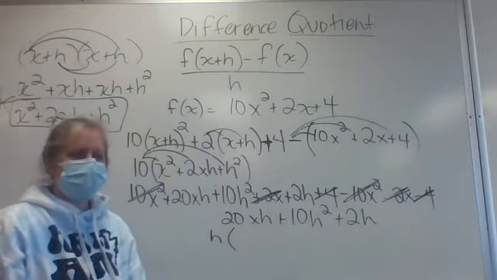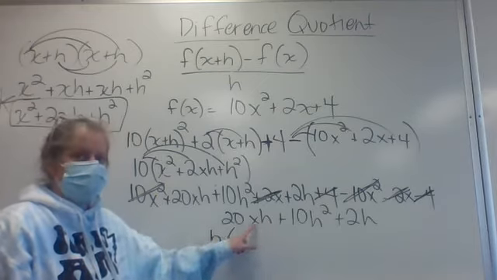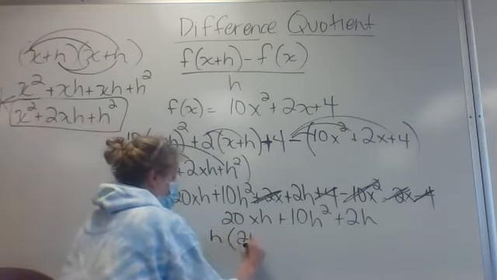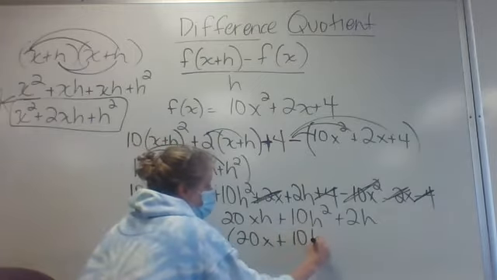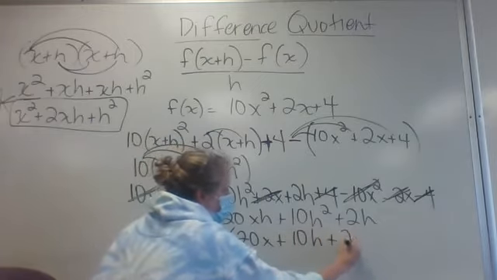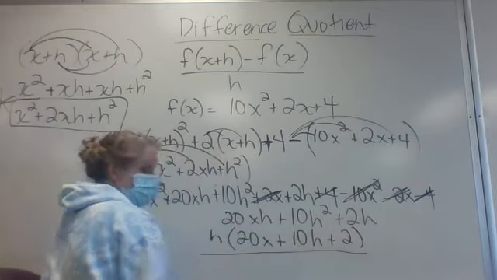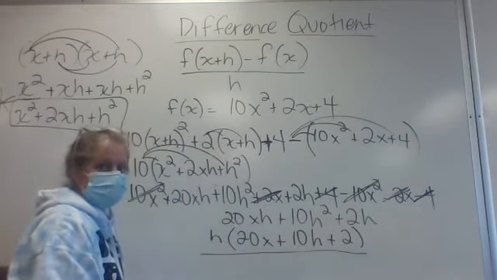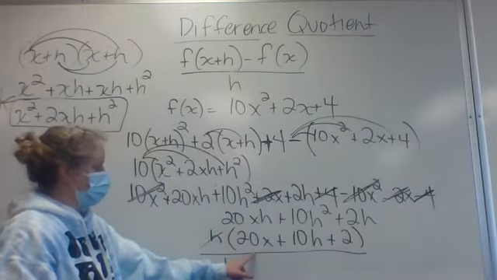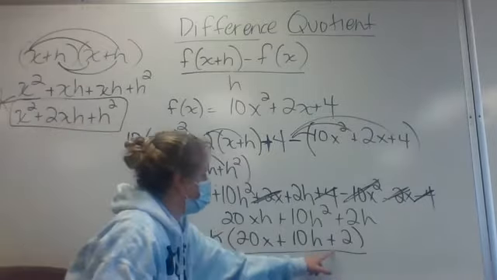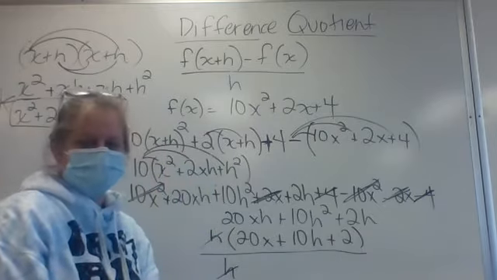So if I pull the h out here, I'm left with 20x. Plus, if I take an h out of here, I still have 10h. Plus, take that h out, which just leaves me with 2. So your denominator is h, so those cancel. So you're left with 20x plus 10h plus 2.